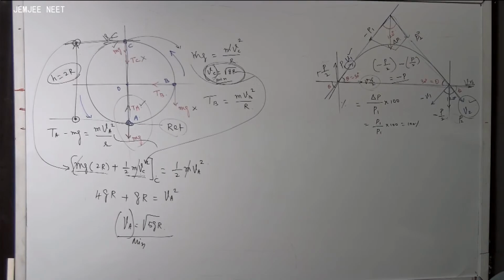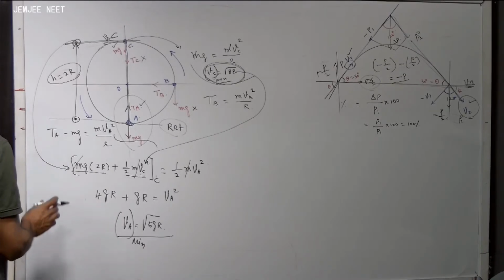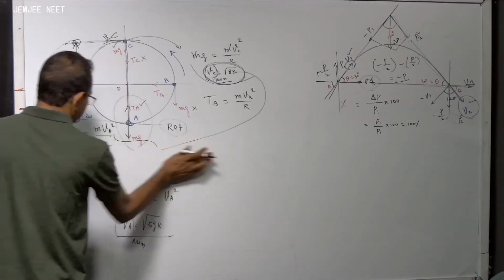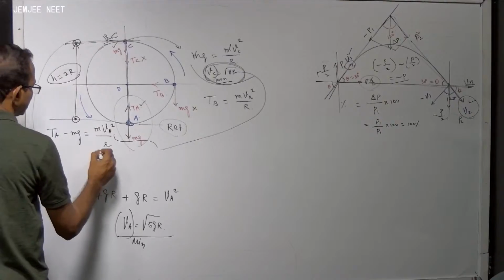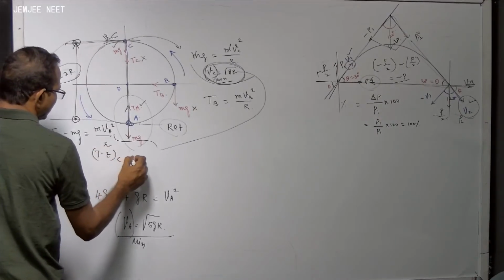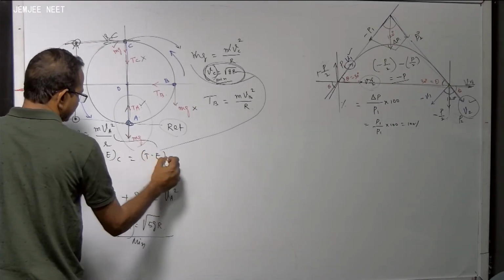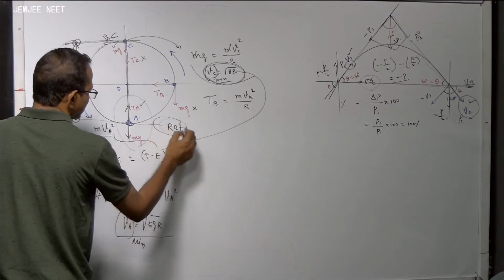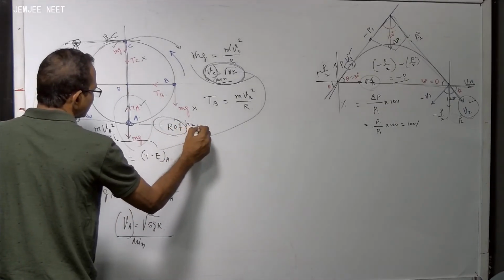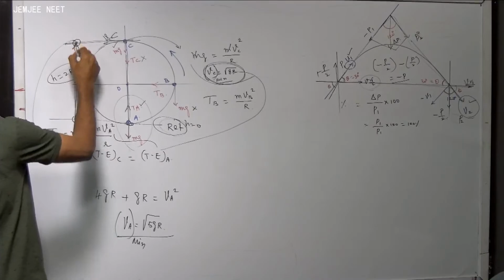Sir, I did not understand the circle. Sir, TA minus mg is equal to mv square by r. Next to that is this? Yes sir. Total energy at C equals total energy at A. A is the reference point, so H is equal to 0. From the reference point, here H is equal to 2R.